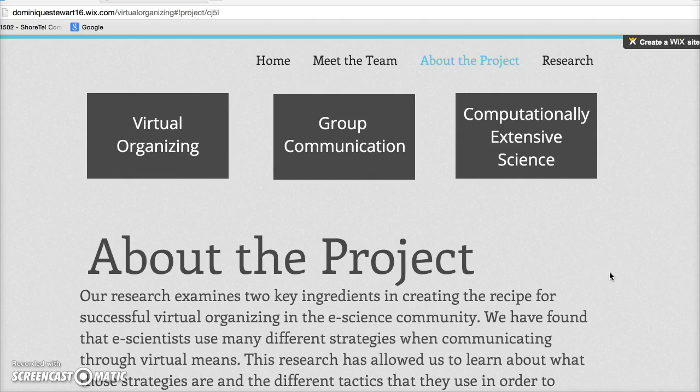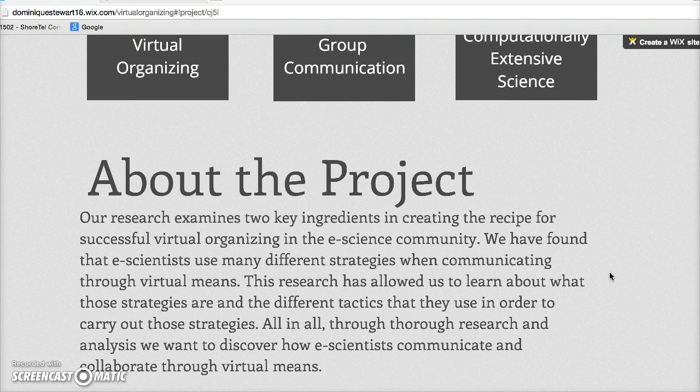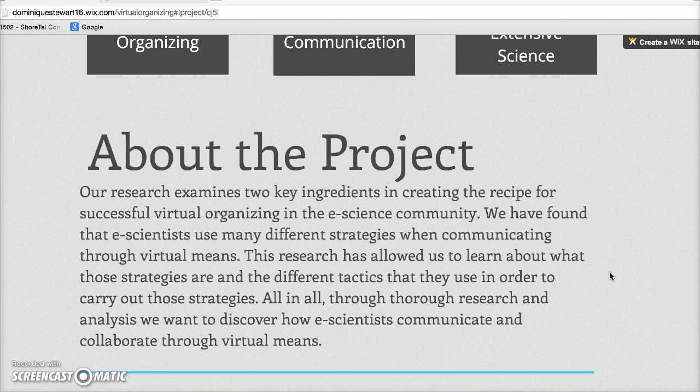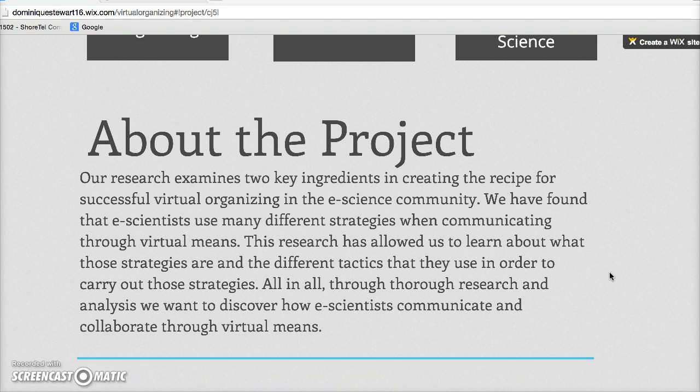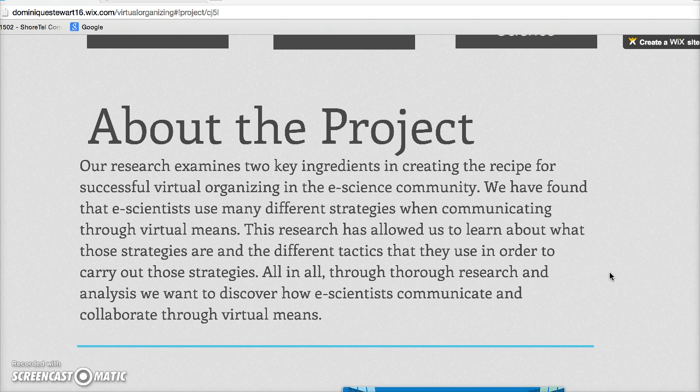Now we're going to talk about the project. So, now that you know who's involved, let's get to the good stuff. Here's a little bit about the project. Our research examines two key ingredients in creating the recipe for successful virtual organizing in the eScience community. We have found that eScientists use many different strategies when communicating through virtual means.